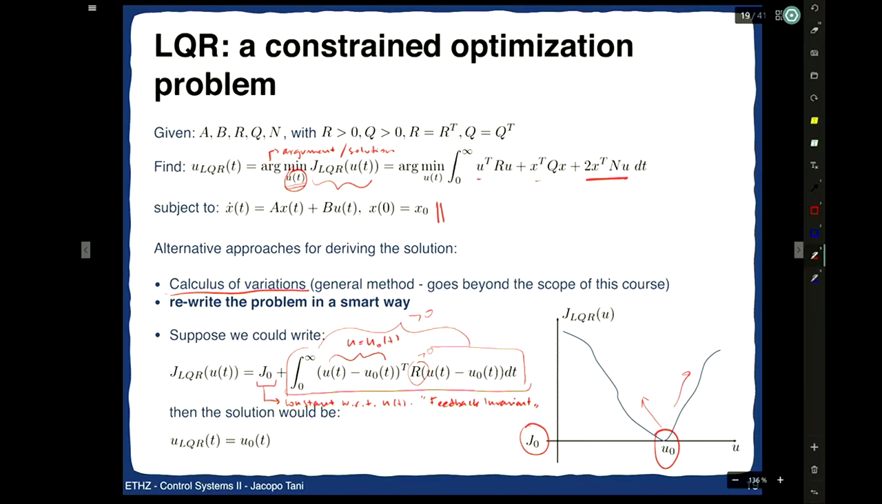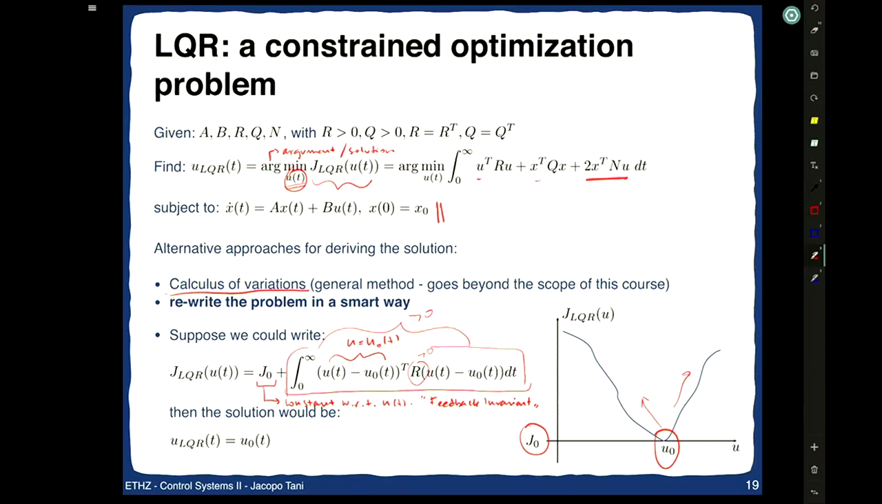So tell me, raise your hand if you're convinced that if we write it in this form and we find the u equal to u naught, we find the minimum of the problem. Because if you're not convinced about this, it's pointless to proceed. Maybe. Somebody is not convinced. Why are you not convinced? It was easier to raise your hand. Okay, so I'll say it again another time.